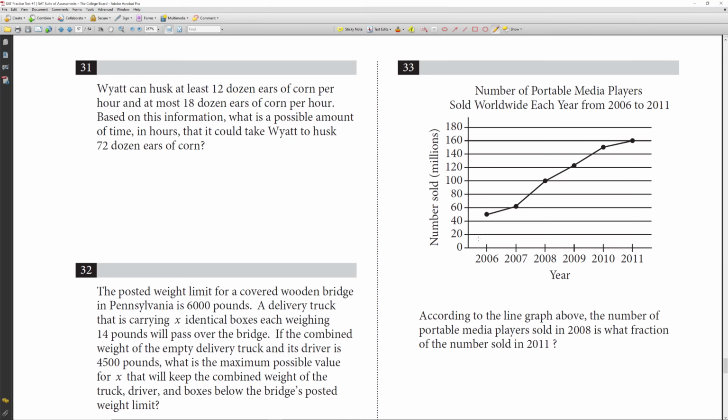So we're past the multiple choice part of the questions. We are now in the free answer portion. 31. It's another passage. Skip to the end. What is a possible amount of time in hours that it could take Wyatt to husk 72 dozen ears of corn? Okay, let's keep that in mind as we go through the passage.